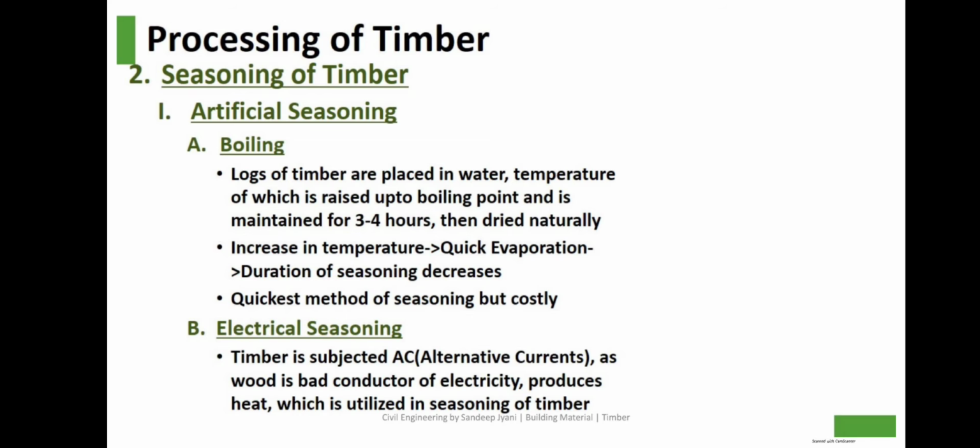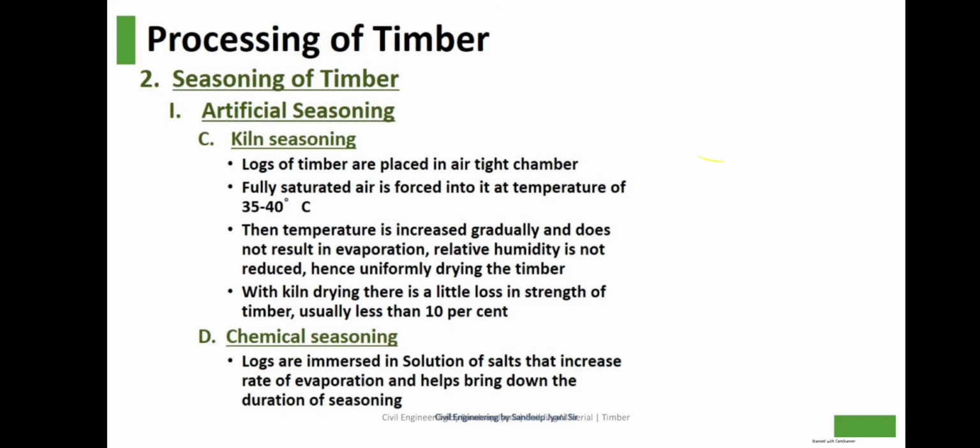B, electrical seasoning. Timber is subjected to alternating current, as wood is a bad conductor of electricity, which produces heat that is utilized in seasoning of timber.